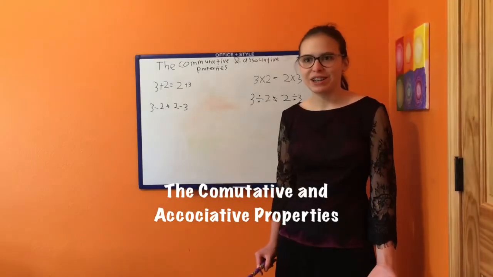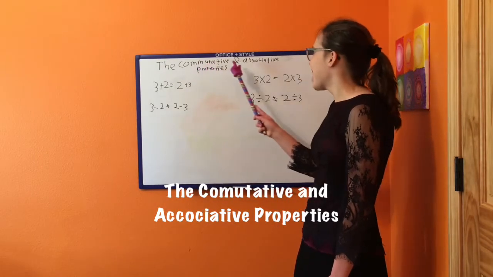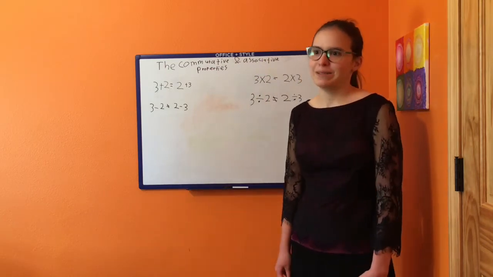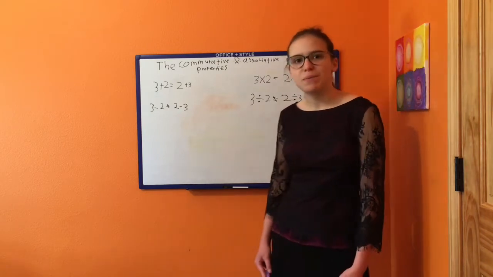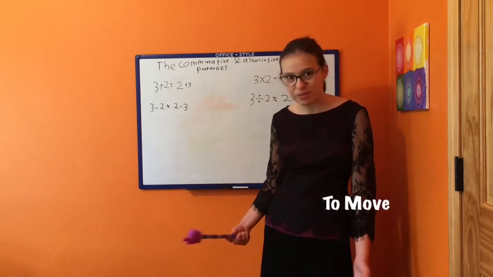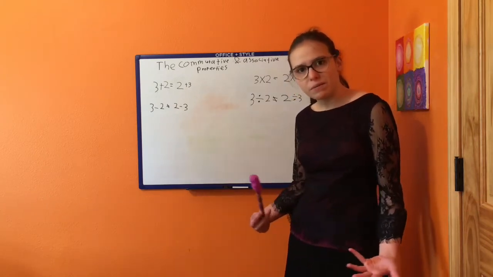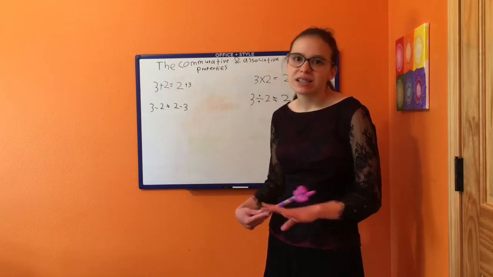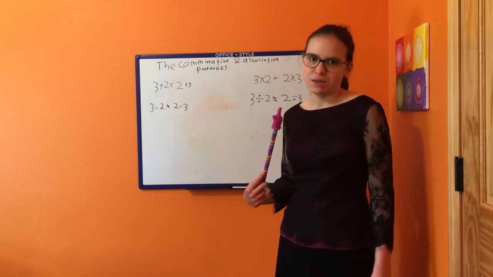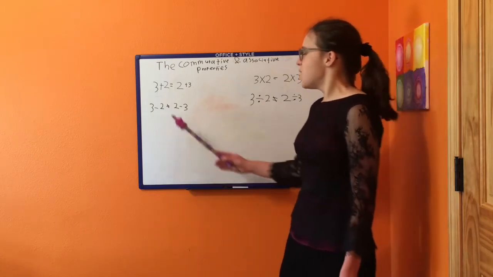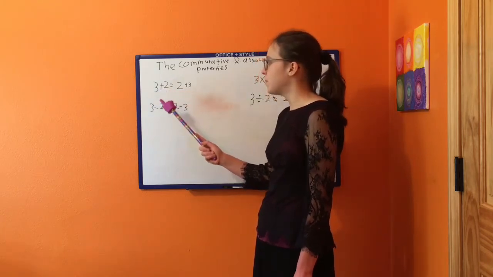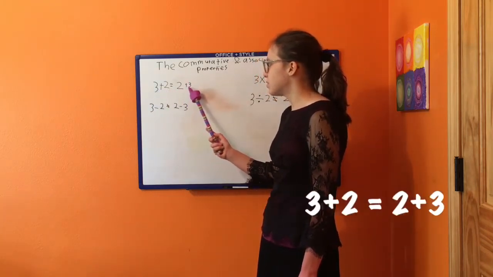We're going to be learning about the commutative and associative properties. Let's start with the commutative. The commutative property comes from the word commute, which means to move. So, numbers that follow the commutative property, it doesn't matter what order the numbers are in, your answer will always be the same. For example, the number 3 plus 2 is equal to 2 plus 3.